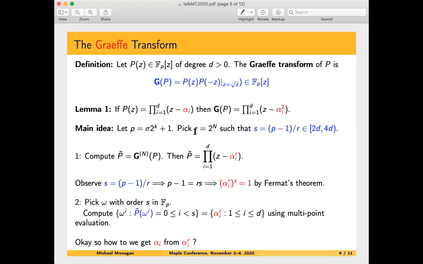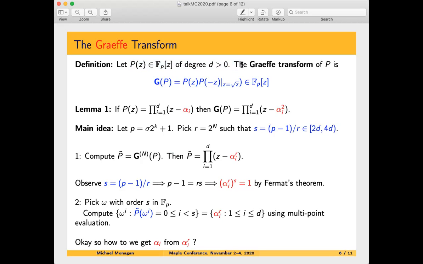Now, what I'd like to do for the rest of the talk is just explain the method, the graph, the tangent graph transform. There's one main idea and 2 additional ideas. So I'm going to switch from using f of x to p of z because my co-author used p of z. So the polynomial, p of z, is the polynomial I want to find the roots of. It's over a finite field and it has degree d.